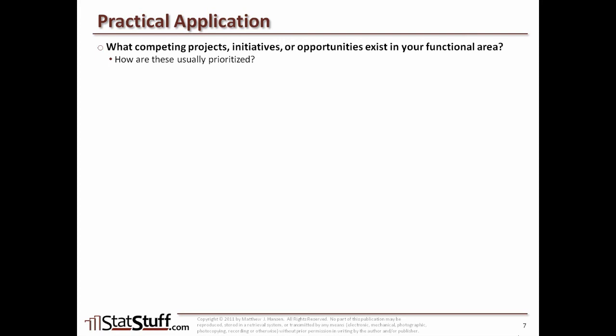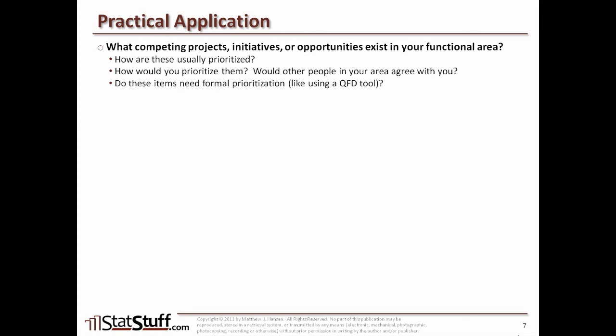Now, depending on how they do it, how would you prioritize them? And based off of the way that you would prioritize them, is it different than how your organization would prioritize them? And are there other people in your area that would agree with you in how you would prioritize them? Now, if they're competing projects and have competing priorities, do they need some formal prioritization? Is it worth going through all those items through a QFD exercise where you can build this QFD tool together and unify your team about what you really consider to be the top priority for your business area?